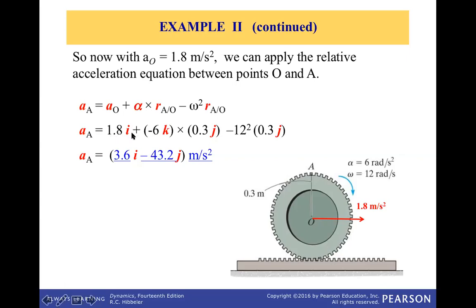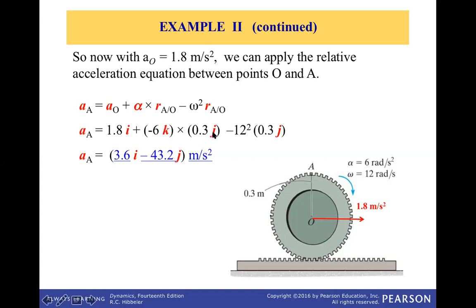So this equals minus 6k cross 0.3 j, because j is the r of A with respect to O. This is upward, 0.3 positive. Minus 12.3 j. So everything here is known, so the acceleration of point A should be determined. It's this guy here, 1.8, yeah, it's 1.8 here.